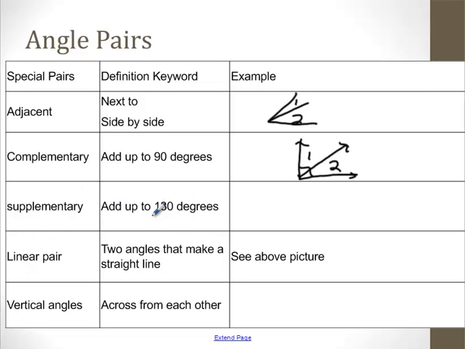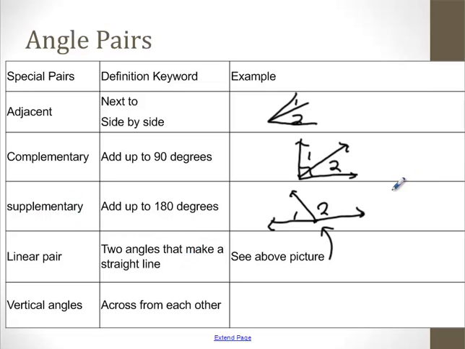Supplementary angles add up to 180 degrees. 180 degrees, remember, is a straight angle. So we have a straight line, pretend that's straight. And from there we have any line drawn. Now that could be anywhere in there. Angle 1 and angle 2. Angle 1 and angle 2 form a straight line when you put them together. That means it's 180 degrees. Now when it says see above picture for linear pair, I'm talking about that one. Linear pair are 2 angles that make a straight line.